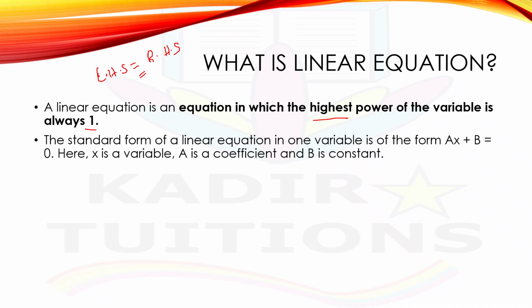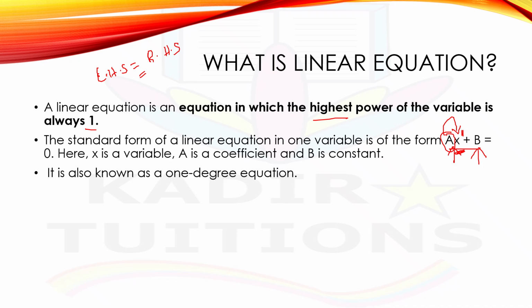We'll see the general form of a linear equation, or we can say the standard form of a linear equation also: ax plus b equal to 0. Over here we have one variable term which is ax and one constant term which is b. What about this a? It's the coefficient of x, and check the power of x, it's nothing but 1. If nothing is there, it means it's 1. So the highest power of x is 1 over here. That's the reason this is a linear equation. And the other name for a linear equation is a 1-degree equation.